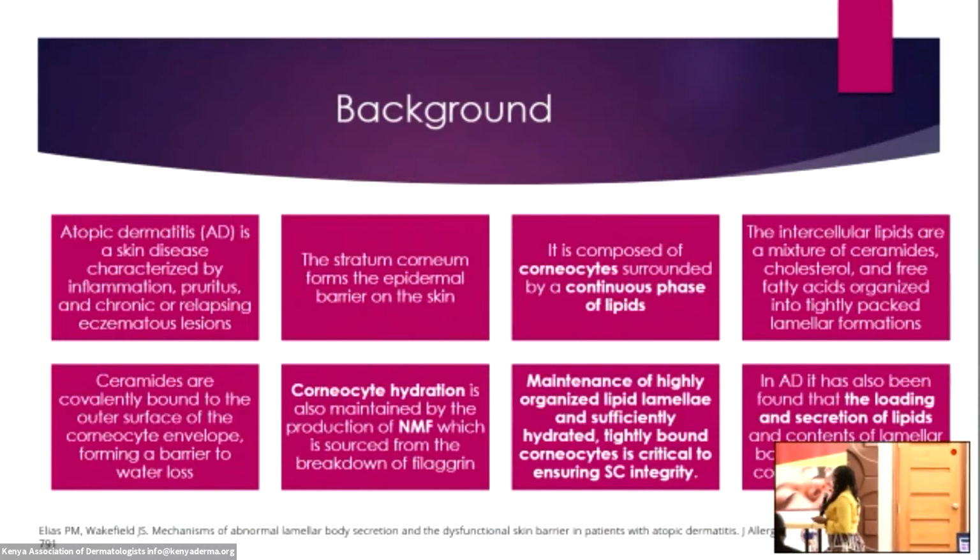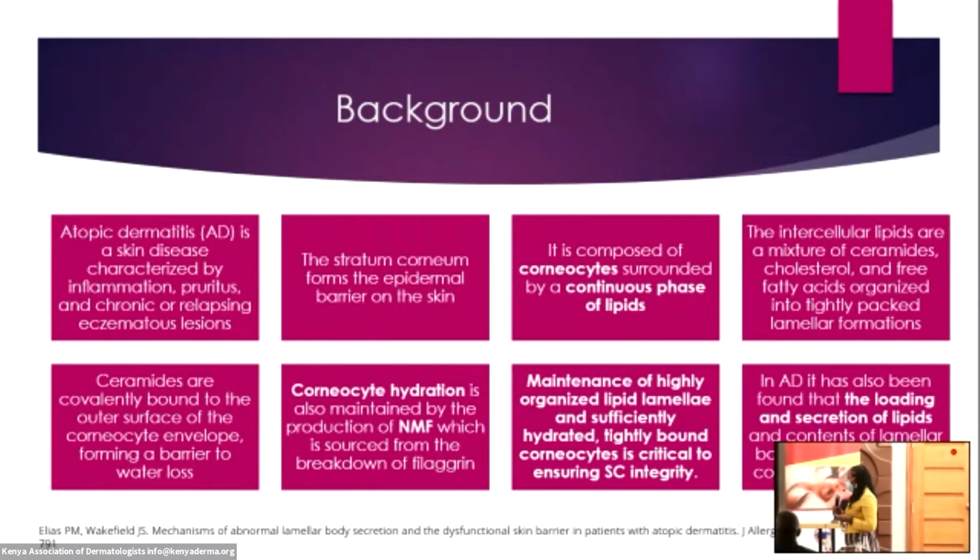As you know, in atopic dermatitis, what we're dealing with is inflammation. The inflammation usually occurs sometimes as a result of things which come from the external environment, or sometimes things that are going on in the internal environment. Therefore, the skin barrier is very important, and that's where the stratum corneum comes in, which forms the epidermal barrier on the skin. It's composed of corneocytes, which are usually surrounded by a continuous layer of lipids. And these are intercellular lipids, which surround the cells in the stratum corneum. They usually have a mixture of ceramides, cholesterol, and free fatty acids.